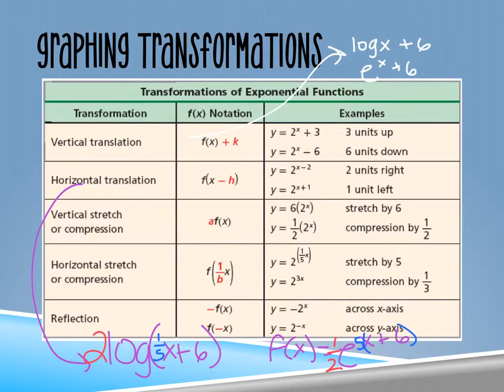And then the reflection, if the negative's on the front, it flips it over the x-axis. If the negative is inside the parentheses or inside the exponent, it flips it over the y-axis. So it's going to flip it from left to right.